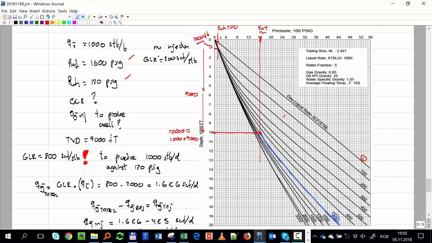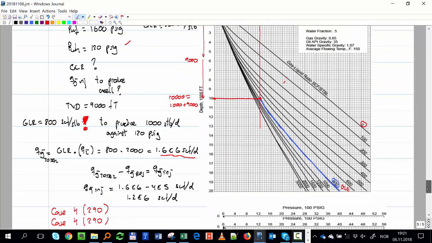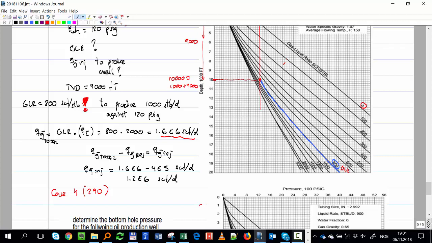So now I intersect that horizontal line with that vertical line, and then I find exactly the curve, the gas liquid ratio that I need to have for that intersection to happen, which is 800. And then the rest is just math. I take 800, calculate the amount of gas, and I know that the reservoir is just producing 400. Therefore, the rest has to be injected in the gas, 1.2 million, which is a lot of gas that you have to inject just to lift that well.